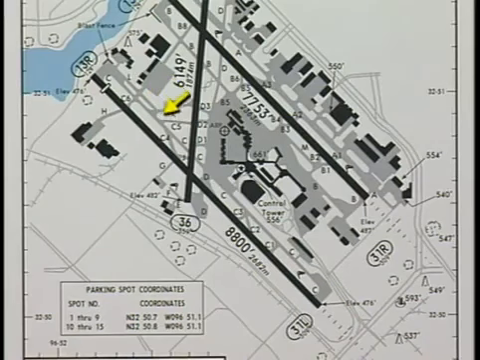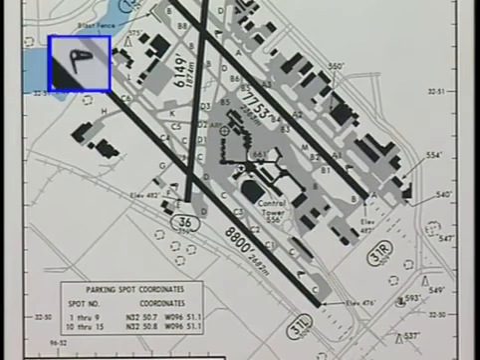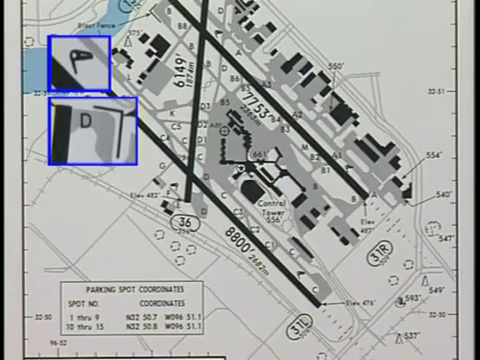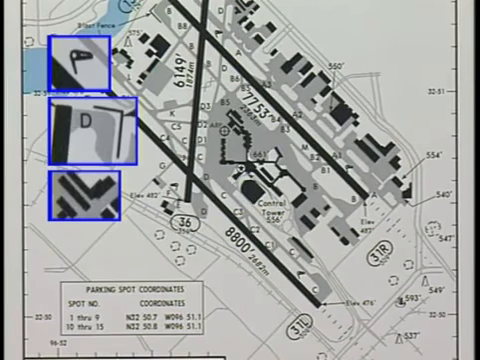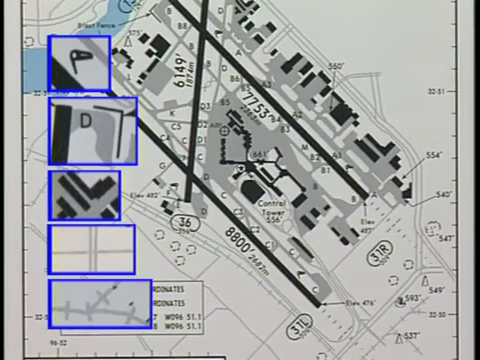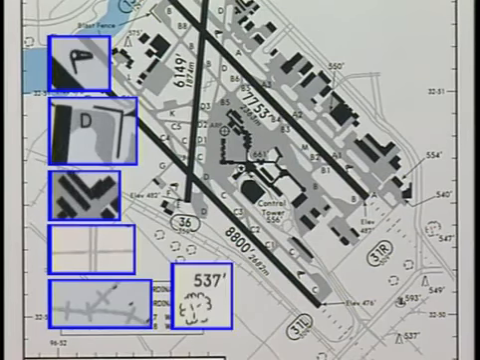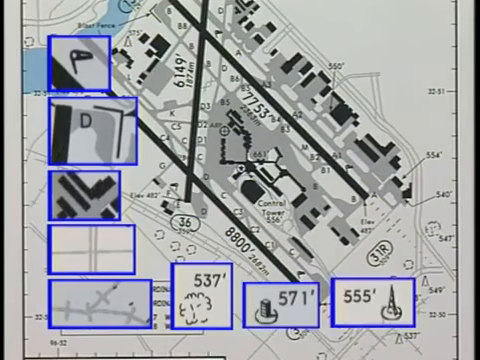Notice that taxiway Charlie parallels runway 13 right and 31 left. Positions of wind socks are marked, as well as blast fences and building locations. Also included on the plan view are roads, railroad tracks, and obstructions such as trees, buildings, and towers.